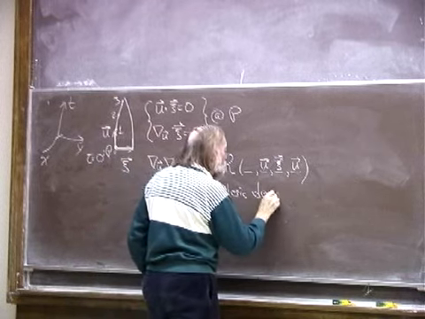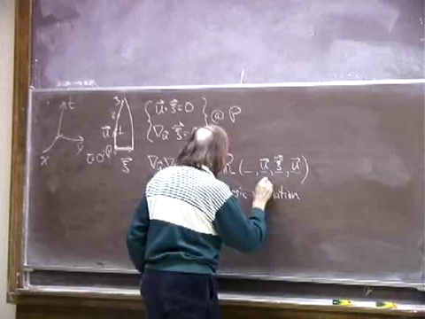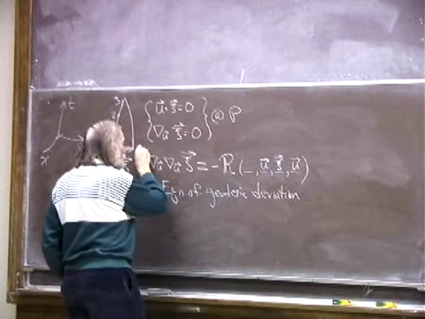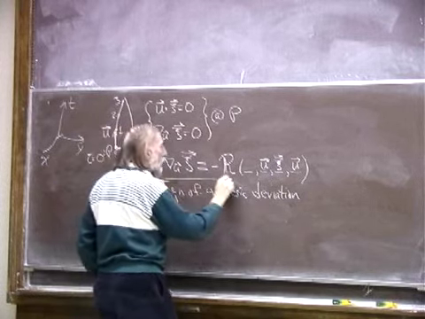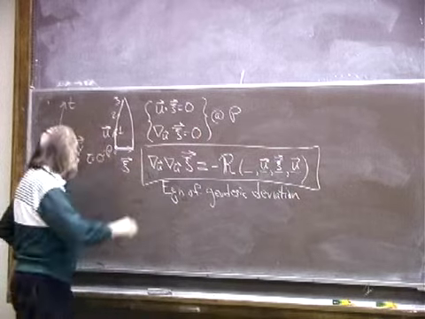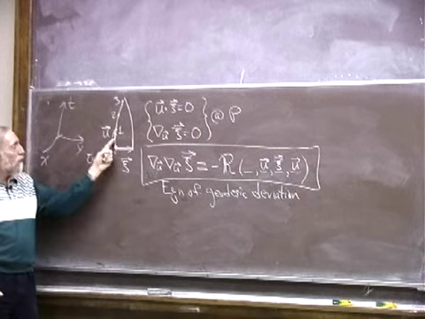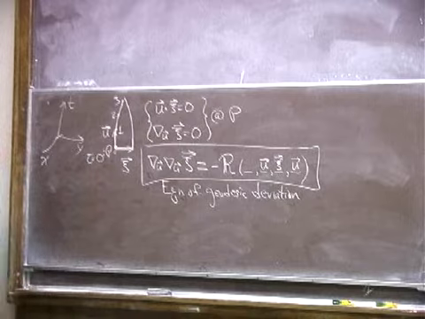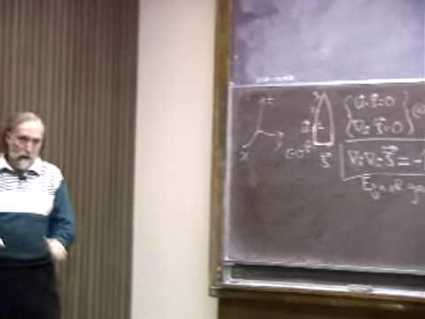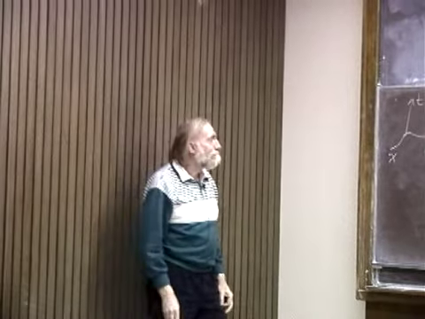It describes how two geodesics that are initially parallel start to deviate from each other as you move forward in time along the world lines, along the geodesics. Okay.